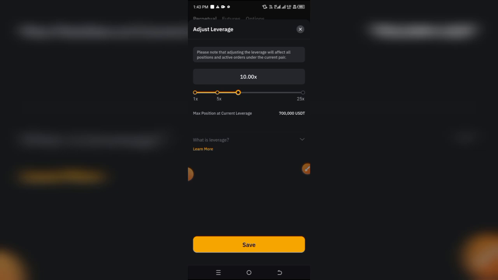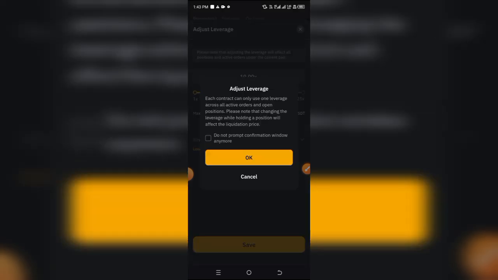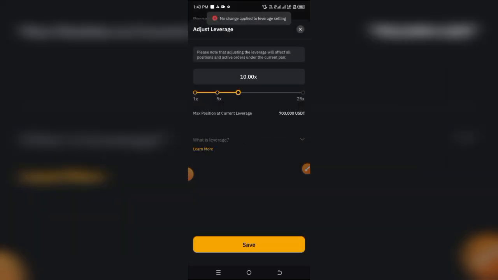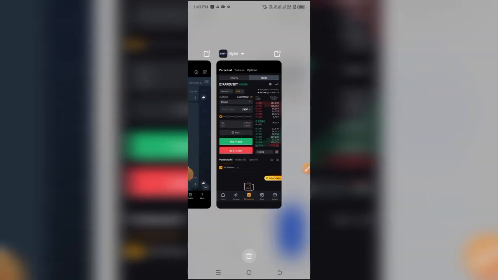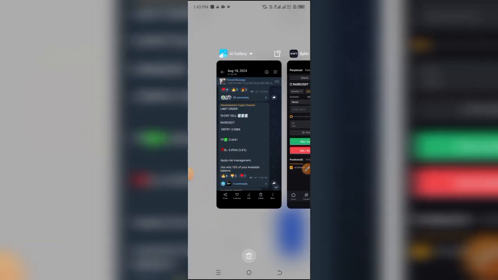But as a beginner, it's best to leave this as either 10 or 20, right? 10 or 20. So when you click on this, just simply click on save, and I'll just click on OK, and I'll come out from here. And as you guys can see, the next thing you want to do right now is simply go over to your signal. Make sure you are very, very fast because the market changes.